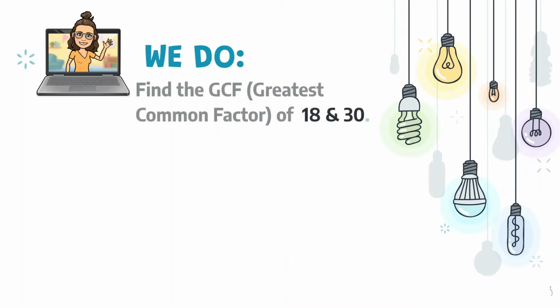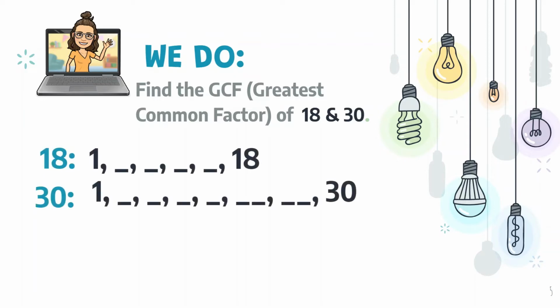This time, we need to find the greatest common factor of 18 and 30. I'll list the first ones for you. Now pause the video and fill in the rest of the factors in your lists. Double check your lists.